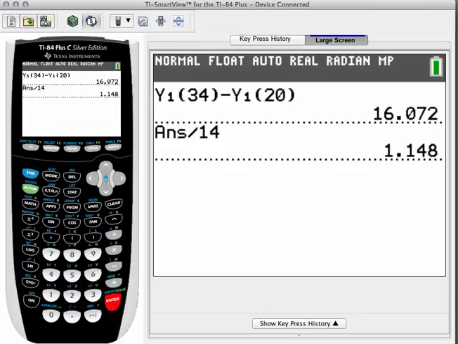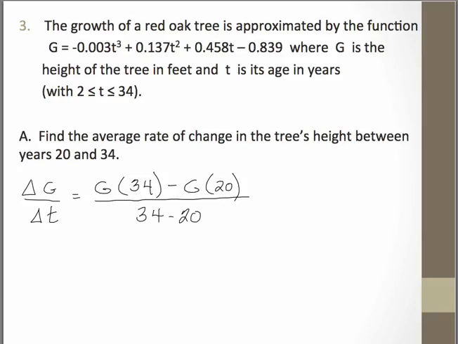So 1.148. That would be feet per year. Again, it makes sense that it's positive because obviously the tree is going to be growing, not shrinking, as it gets older. So that very much makes sense.